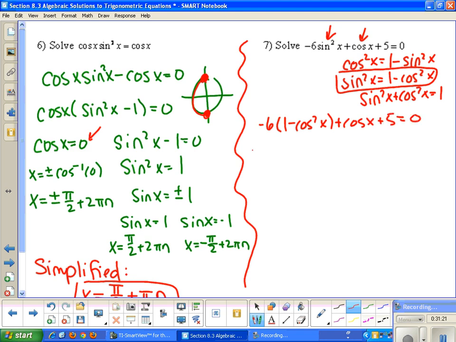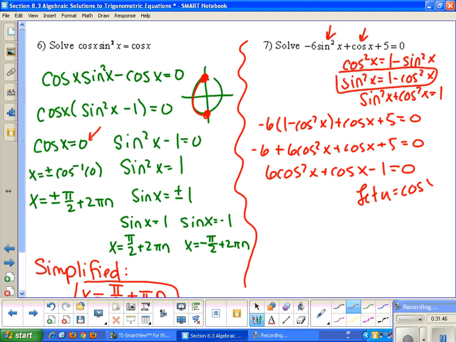So I'm going to distribute the negative 6. So negative 6 plus 6 cosine squared x plus cosine x plus 5 equals 0. Combine like terms: 6 cosine squared x plus cosine x minus 1 equals 0. And then I'm going to use substitution because I can factor this problem. So I'm going to say let u equal the cosine of x. If I do that, I get 6u squared plus u minus 1 equals 0. And I know that this factors into 3u minus 1 and 2u plus 1.